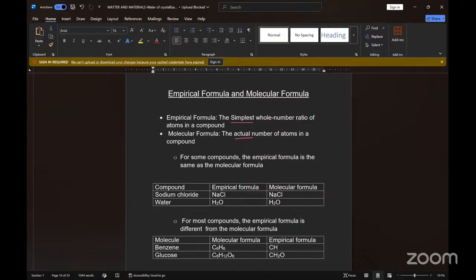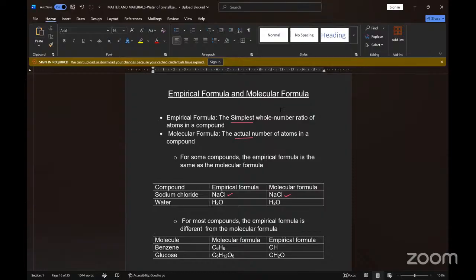Now, for some compounds, the empirical formula is exactly equal to the molecular formula. So, for example, if you take sodium chloride, this is the formula of sodium chloride. Sodium chloride as empirical formula, sodium chloride as molecular formula. In other words, you can't simplify it. You cannot make it simpler than this.